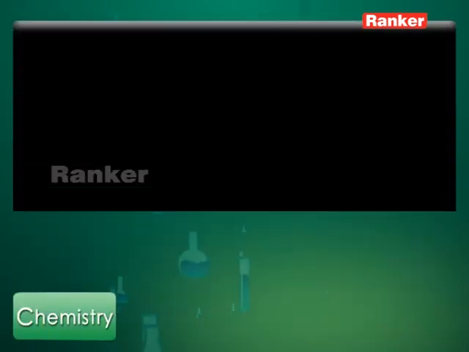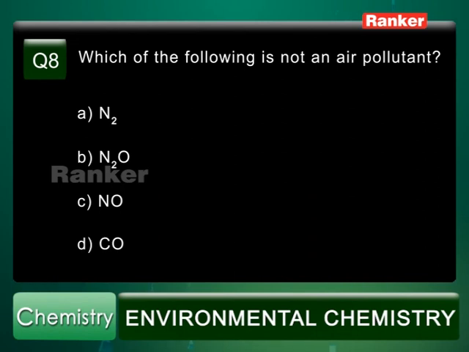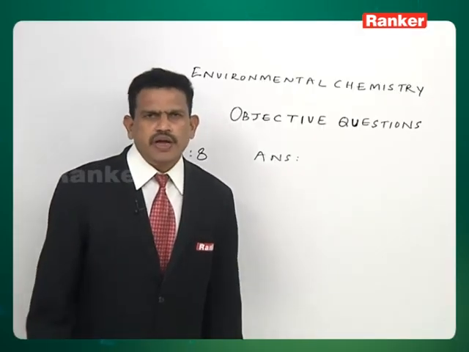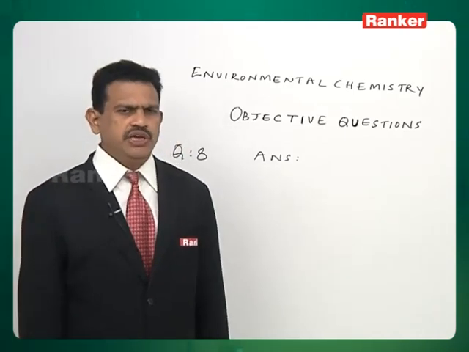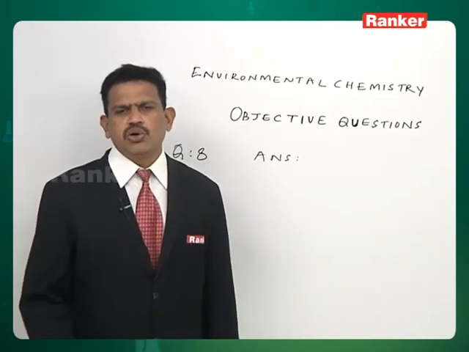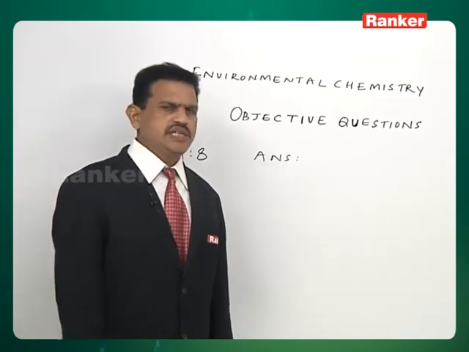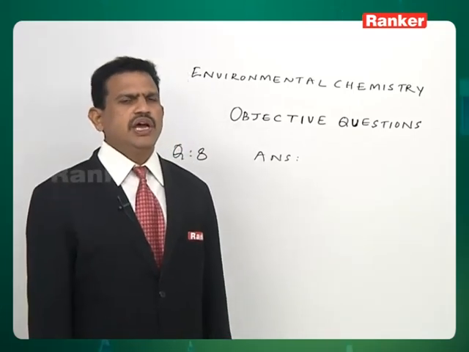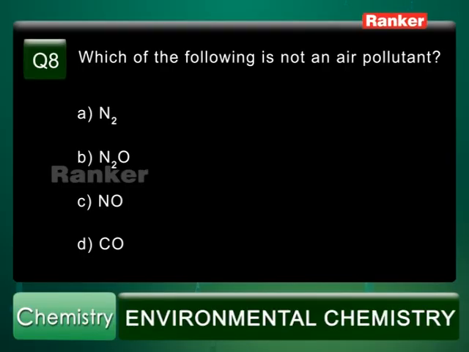Question number 8. Which one of the following is not an air pollutant? Option A, N2, B, N2O, C, NO, D, CO. Which is not an air pollutant? N2 is 78% by volume in the air. Okay, then N2O, nitrous oxide, nitric oxide, CO, these three gases are responsible for air pollution, but N2 is not an air pollutant gas. Therefore we can go for answer A for this question here. So the answer is N2.